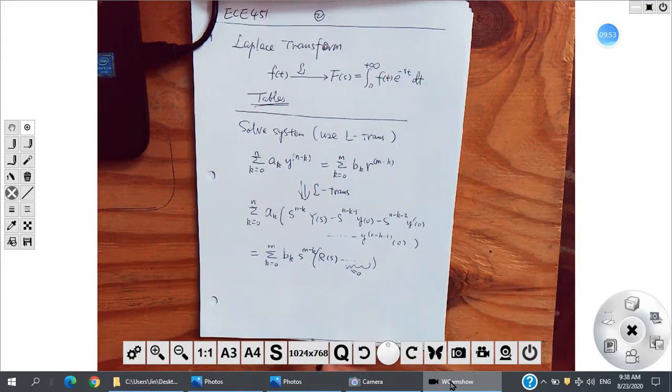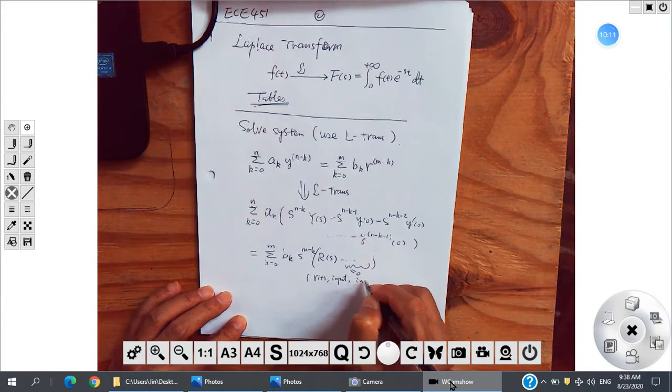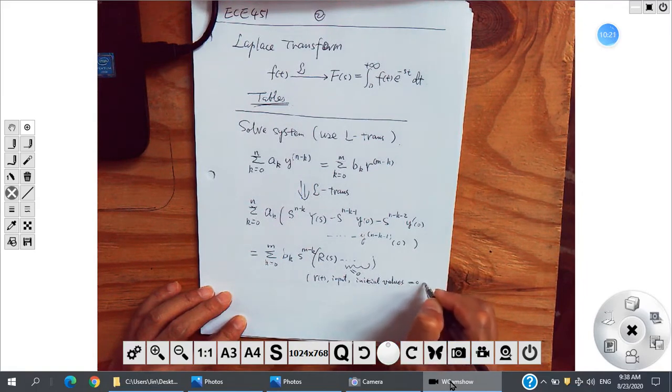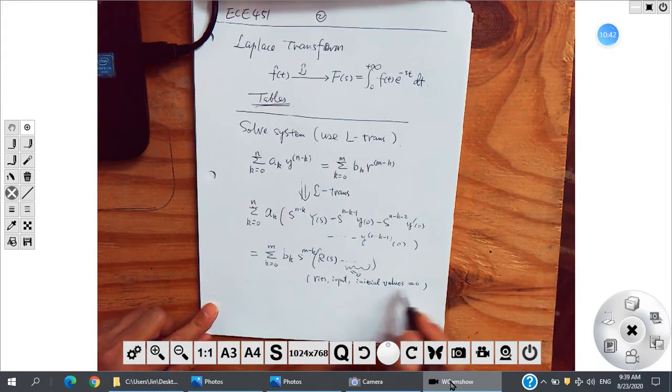For the input signal, we can always consider the initial values of the input to be zero. That means before the initial time there is no value. You give the input, then the system starts to work. So we suppose the input in the beginning, at time zero, is nothing. Then you give input, the system starts running. So its initial value is just zero.